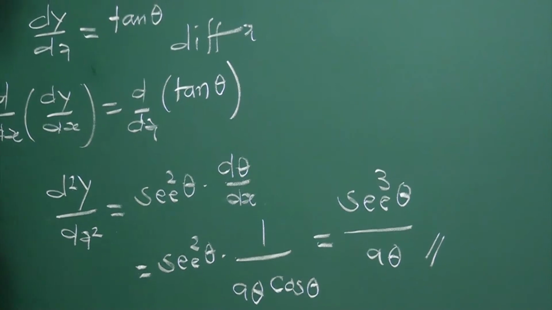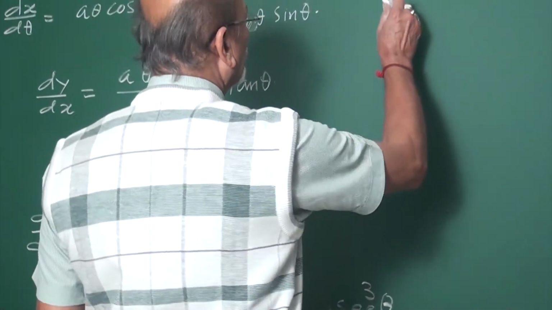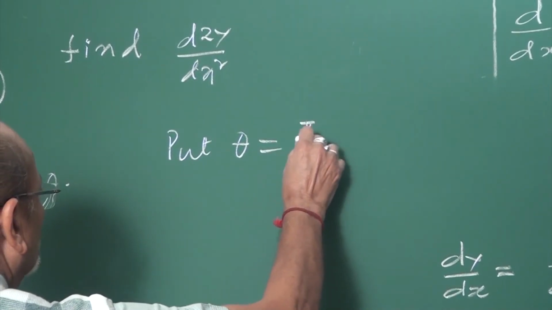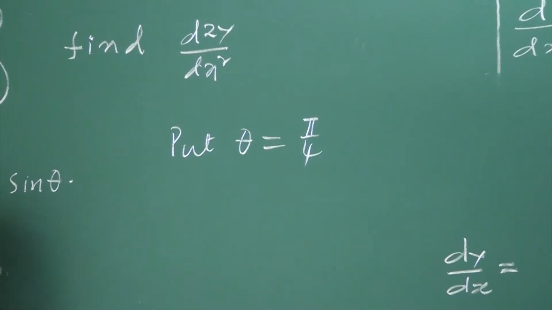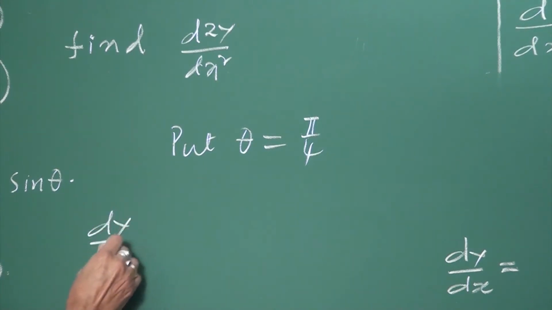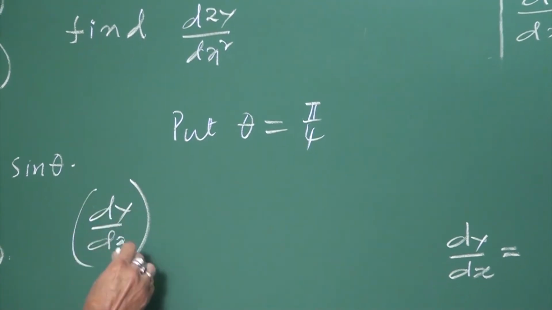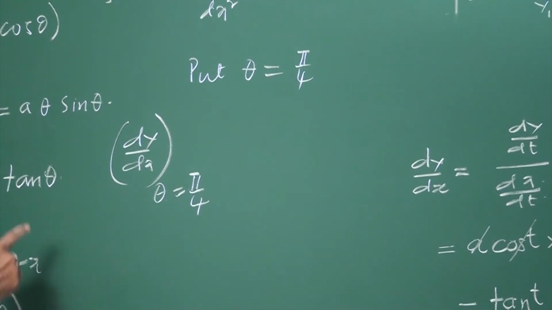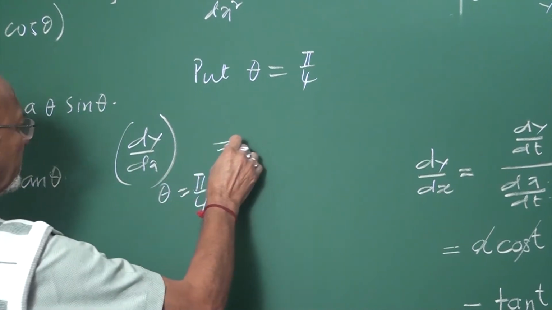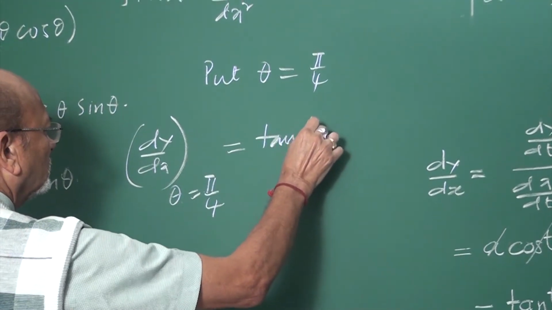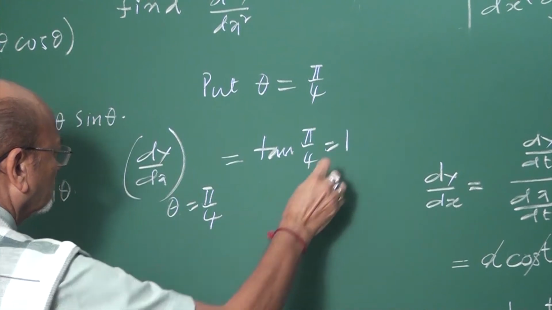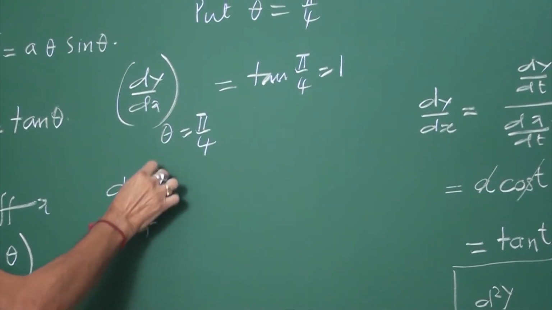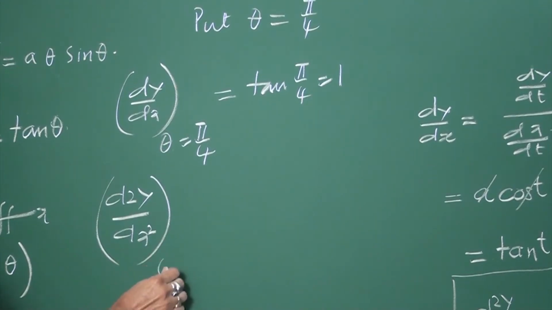Sometimes the examiner may give at theta equal to pi by 4. Put theta equal to pi by 4 in both the first and second derivative. Therefore, dy by dx at theta equal to pi by 4: dy by dx is tan theta, it is tan pi by 4. Tan 45 is 1.